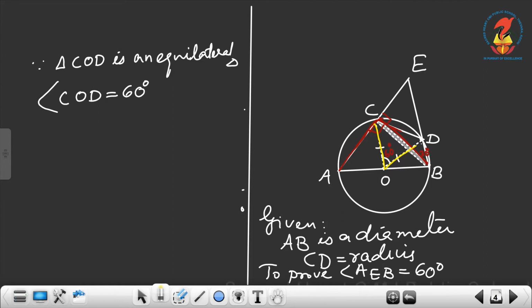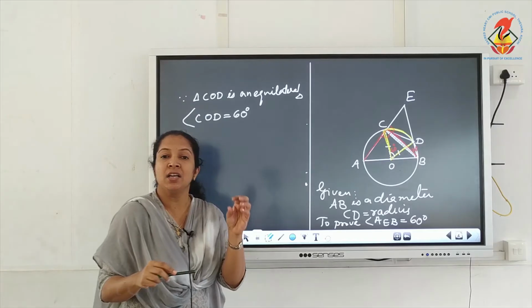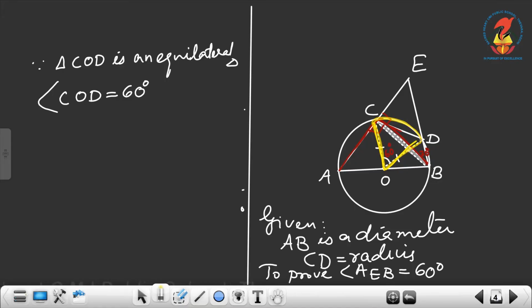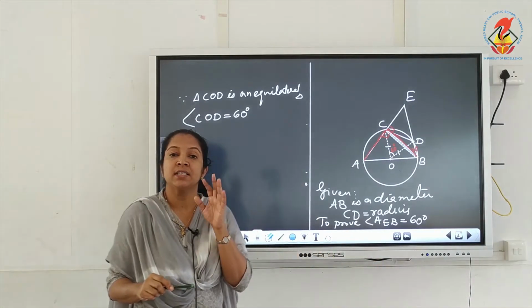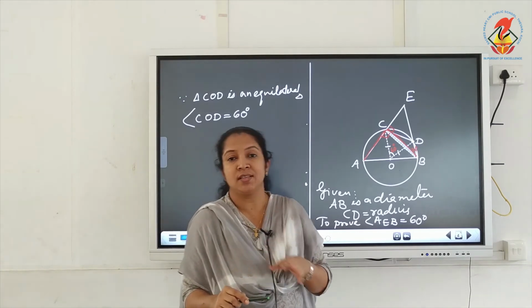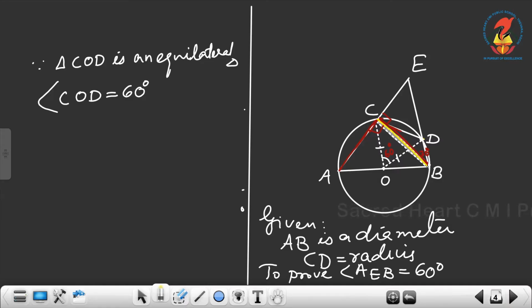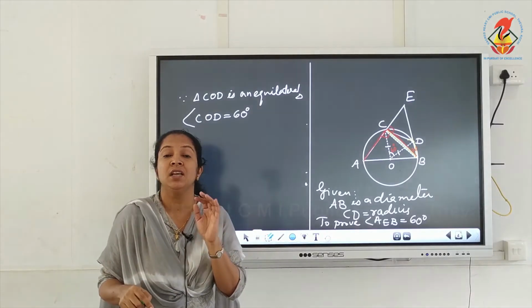Actually, angle COD is the angle made by the arc CD at the center. The angle made by the arc CD at the center is this 60 degrees. And one more here, same thing, arc CD, this is the next angle. Angle CBD is the angle made by this arc CD at the point B on the circle.